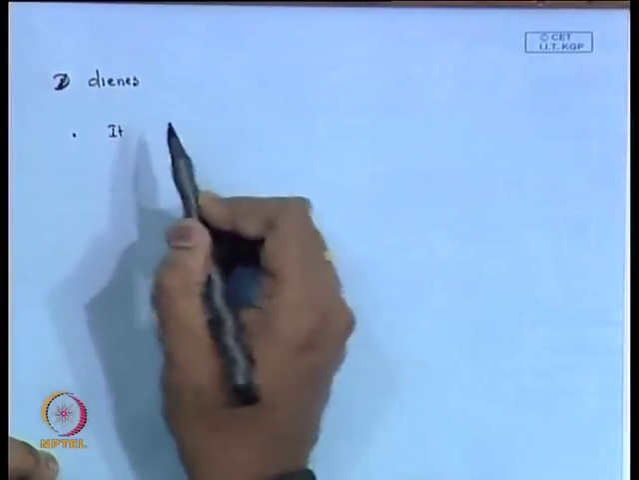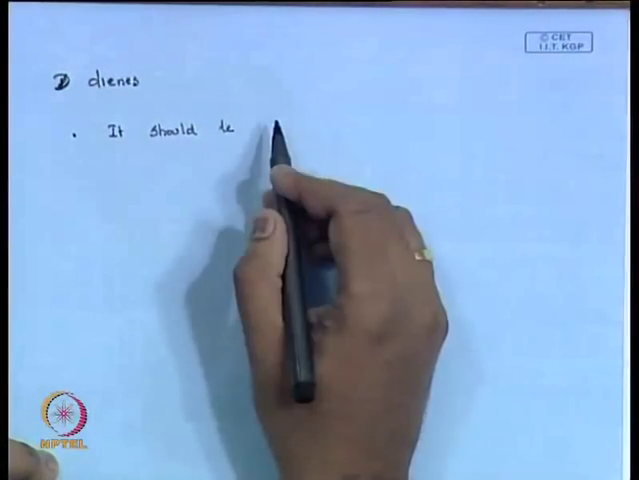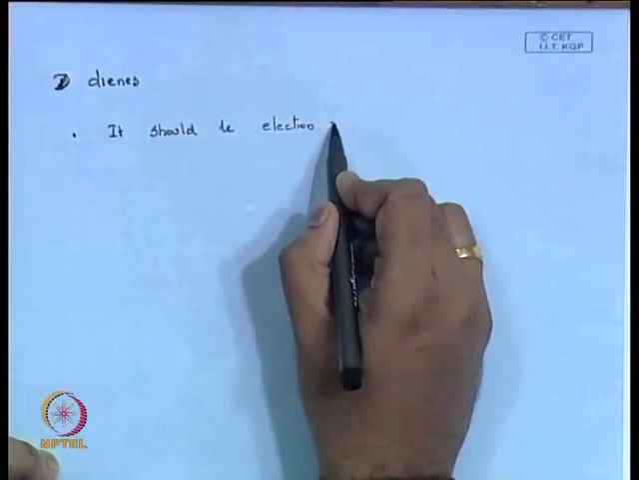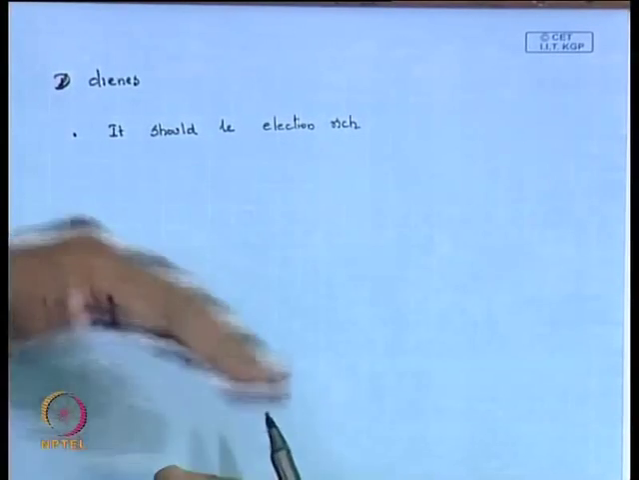Take your dienes. The first condition your diene should meet, if you want the proper diene for carrying out a Diels-Alder reaction, is that it should be electron rich. That should be your first condition: a diene which is good and electron rich will favor your Diels-Alder reaction very nicely.